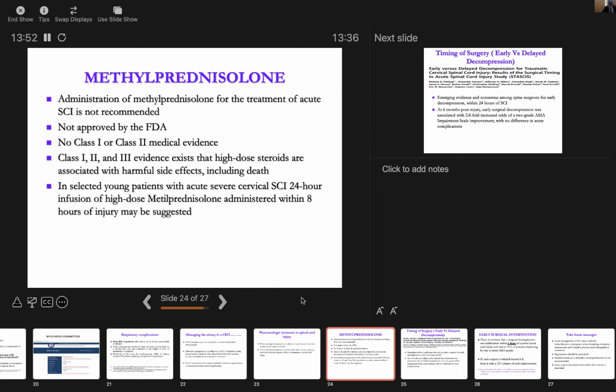So, is there any use of methylprednisolone today? Who uses methylprednisolone in a severely injured patient with neurological deficit today? Who uses it?